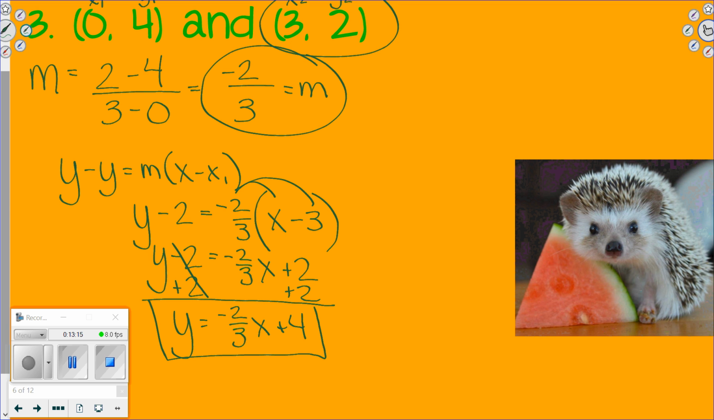What 2 points do I know that line will go through? Yeah, those 2 points that I started with. Because I'm finding a line, an equation, that goes through those 2 points. That was what it asked me to do. So if you would graph this, it would go through (0, 4), and it would go through (3, 2). Do you see how this links to what we did on Friday? Yes? No?